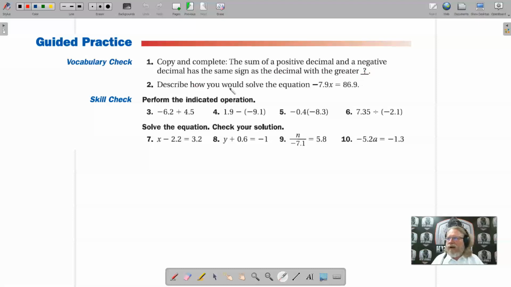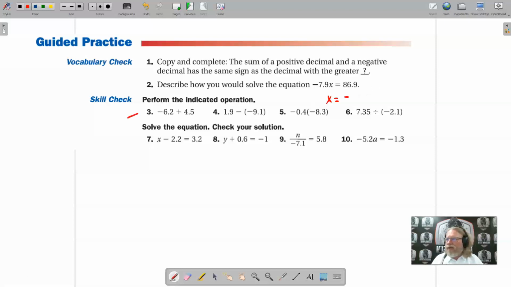Describe how you would solve the equation negative 7.9x equals 86.9. Well, I do know that I'd have to divide by the negative 7.9. That's going to leave me with x by itself. But what I do to one side, I have to do to the other, so I would end up dividing this by negative 7.9. I'm not going to actually work that out, but I do know that this is going to be a positive divided by a negative, so therefore the answer would be negative. So whatever x is, it's going to be negative, and it's actually going to be the result of 86.9 divided by negative 7.9.